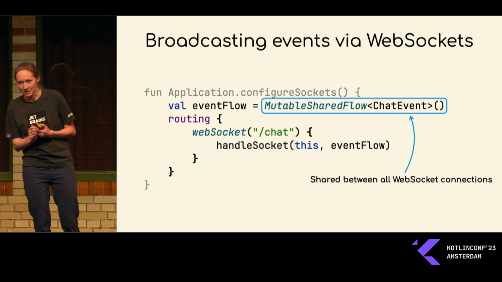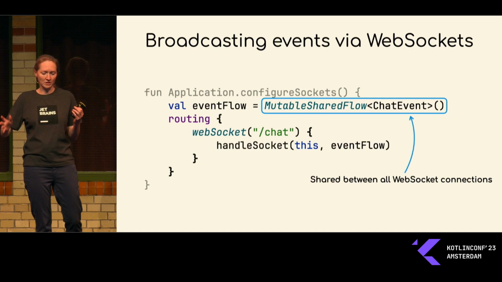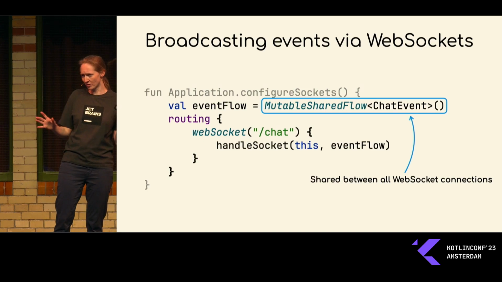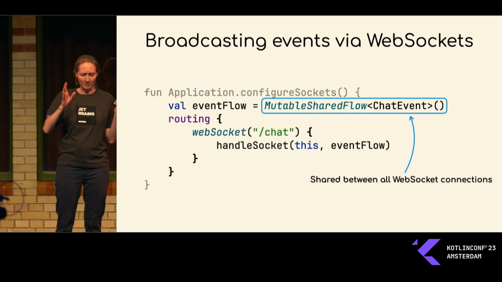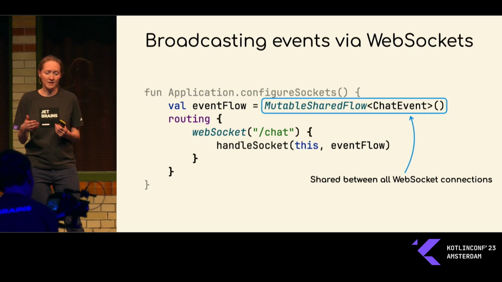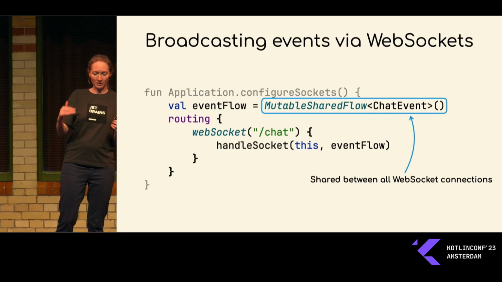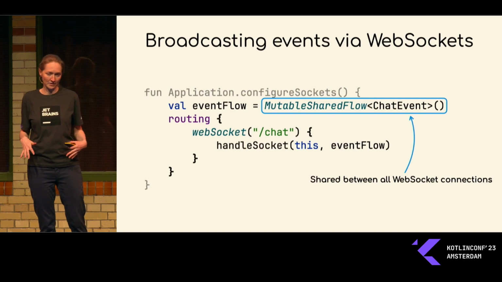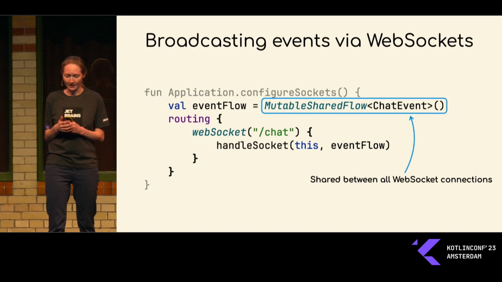So how is it implemented in the server? We configure sockets, it's Ktor code, it's not that important, but we can use our application, configure sockets, and then we install routing, and on each WebSocket connection, we call handle socket. This is our own function that we are going to implement right now.